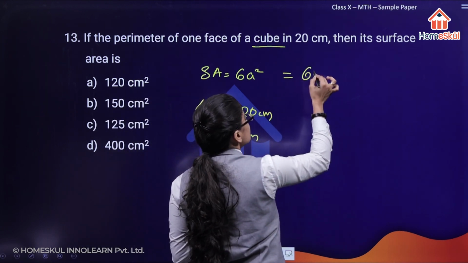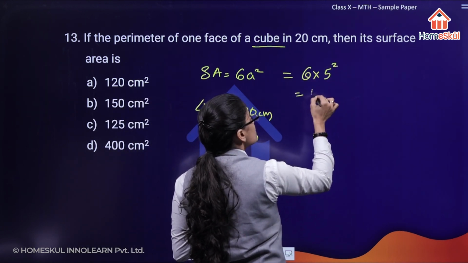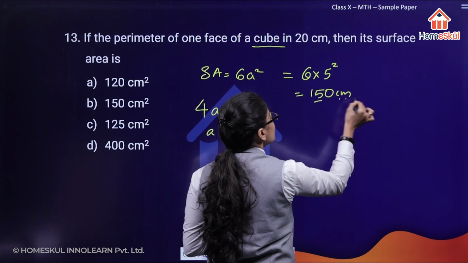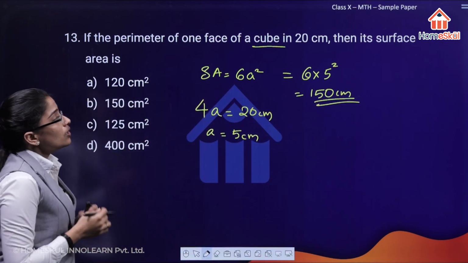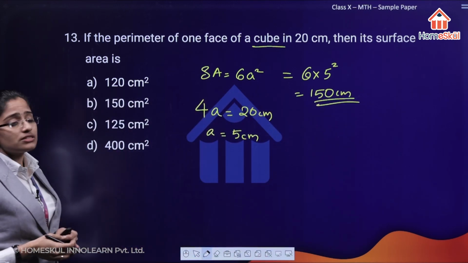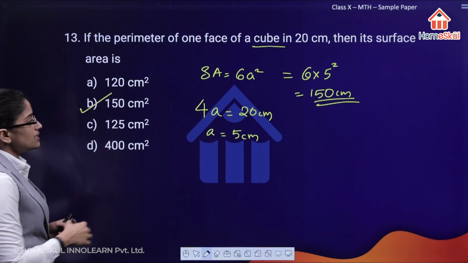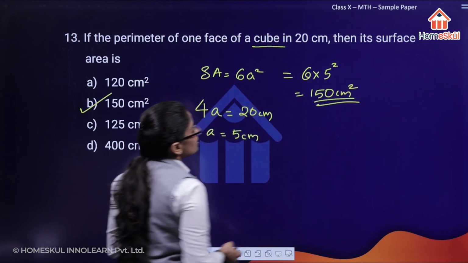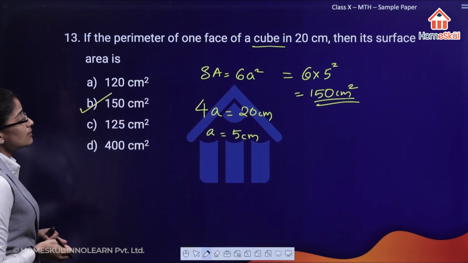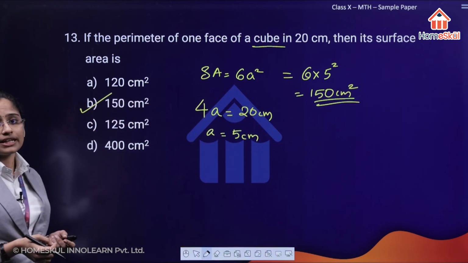Substituting over here, it is 6 times 5 squared. 25 into 6 is equal to 150. What is the surface area of a cube whose perimeter of one face is 20 centimeter? Its surface area is 150 centimeter square. Because it is surface area, it is 150 centimeter square. Okay? Option B is the correct answer.